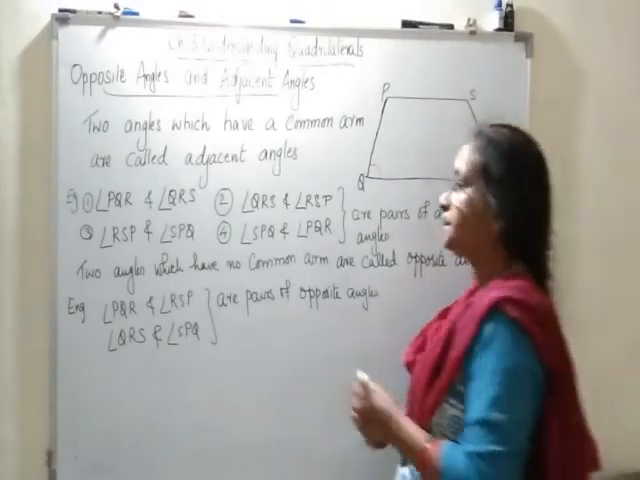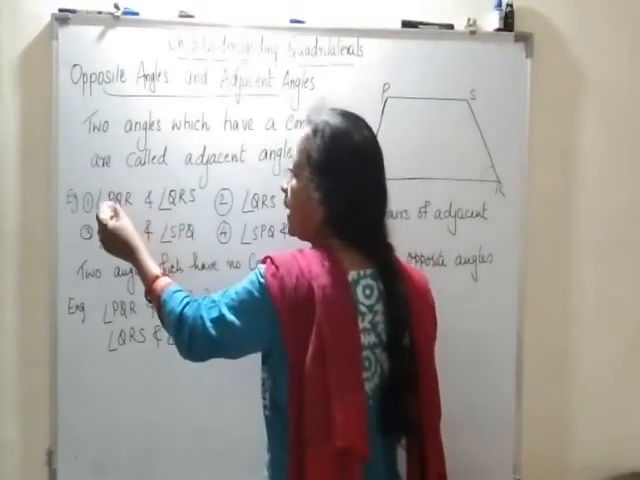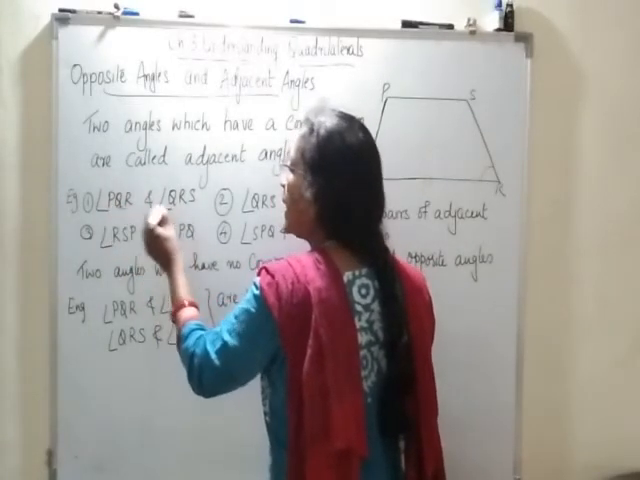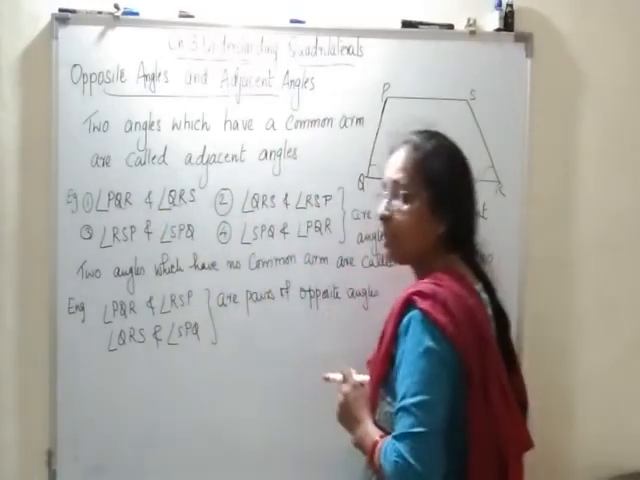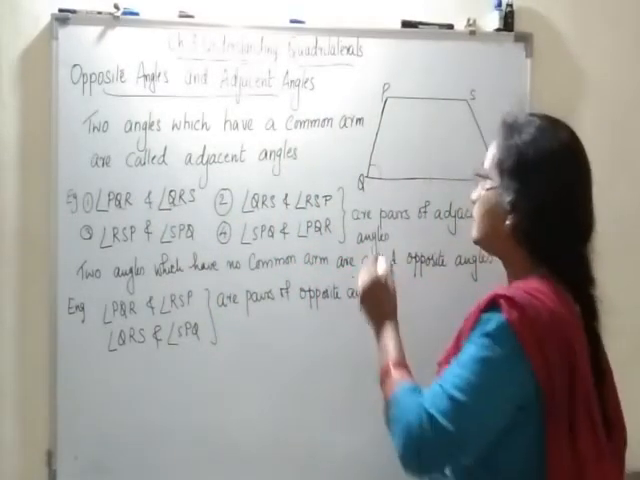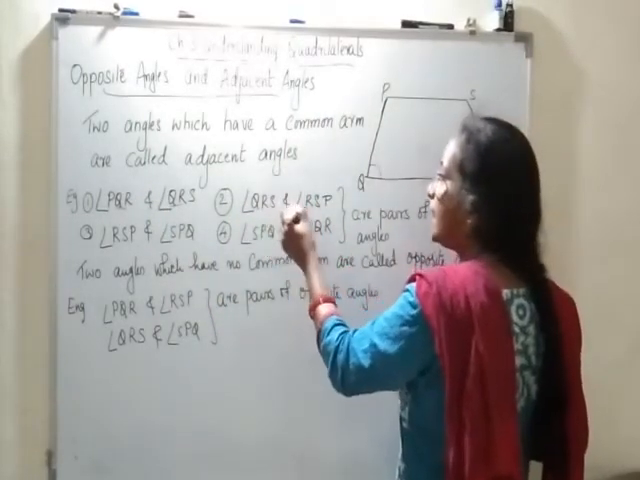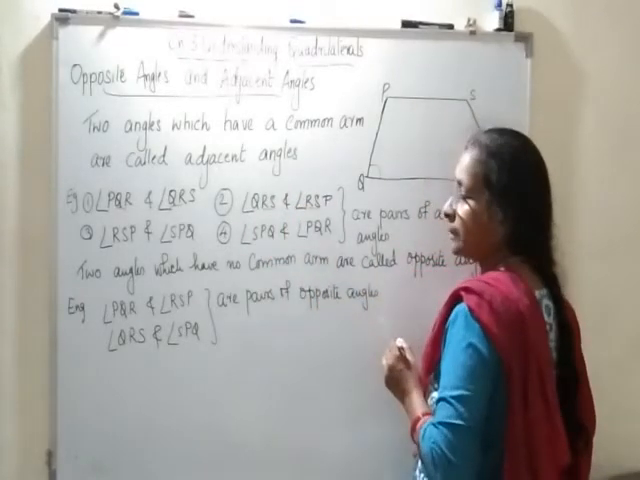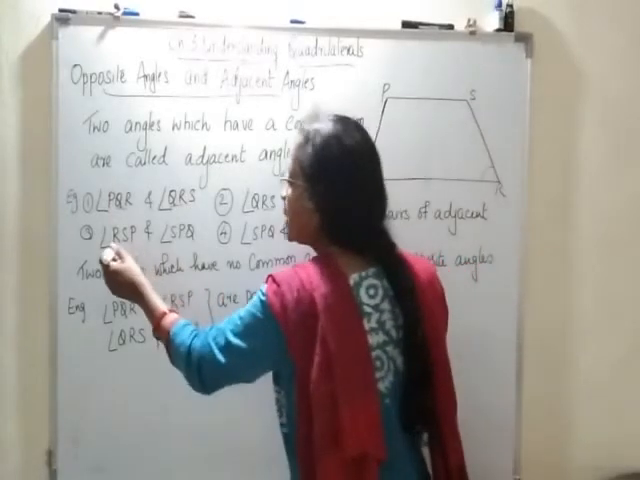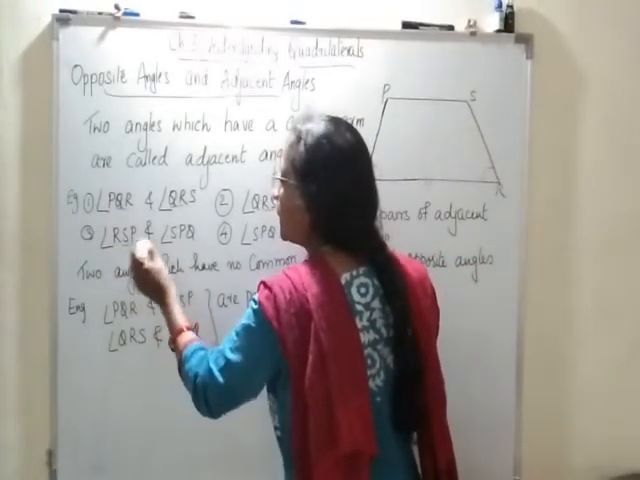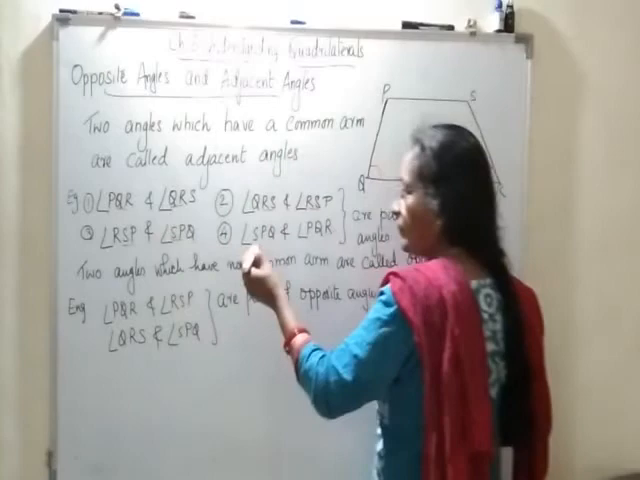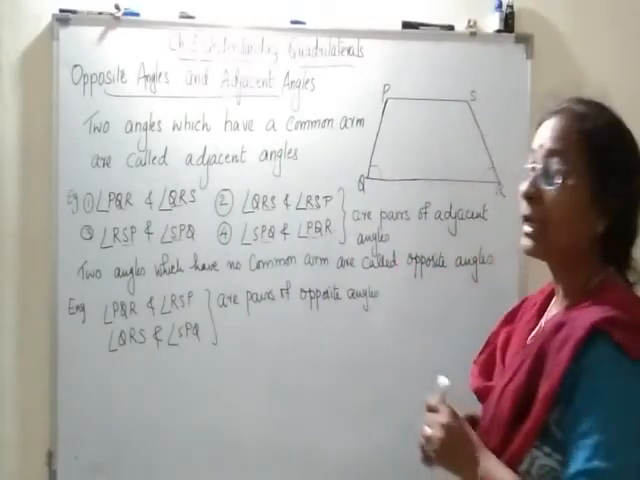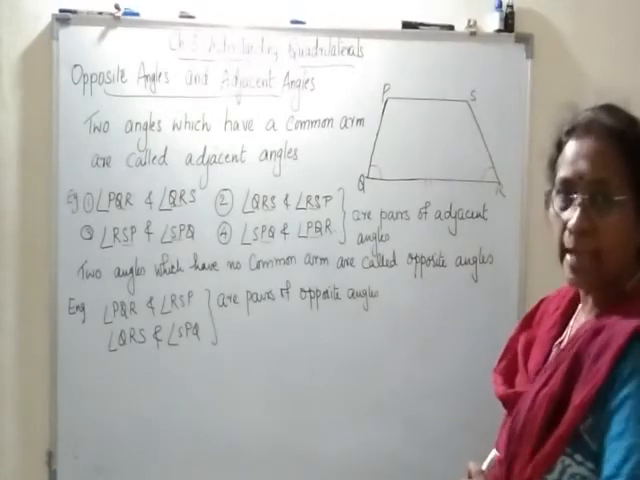Let us see. Here, angle PQR and QRS. You see here QR is the common arm. Angle QRS and RSP, so RS is common. Here RSP and SPQ. And SPQ and PQR. So see, we get 4 pairs of adjacent angles.